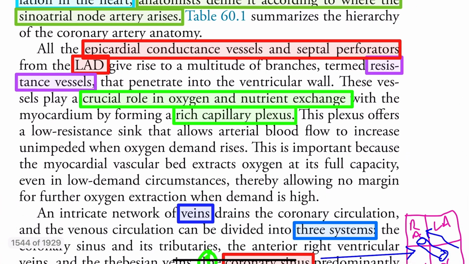Now we come to the epicardial conductance vessels and septal perforators. These also come from the LAD, and these are the resistance vessels and play a crucial role in oxygen and nutrient exchange, and they have a rich capillary plexus.